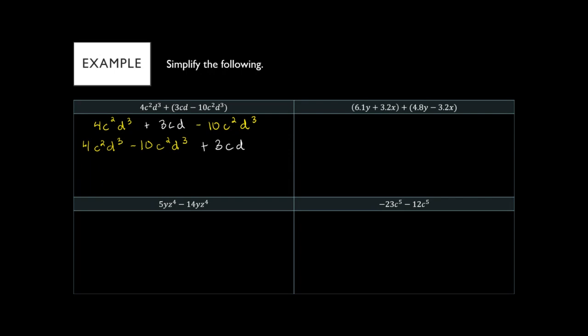So now I'm going to combine. I've got 4 minus 10, so that gives you a negative 6c squared d cubed. And then I have plus 3cd. And we can't combine anymore because the exponents don't match. They both have cd, but they don't have the same exponents, so we can't combine those.